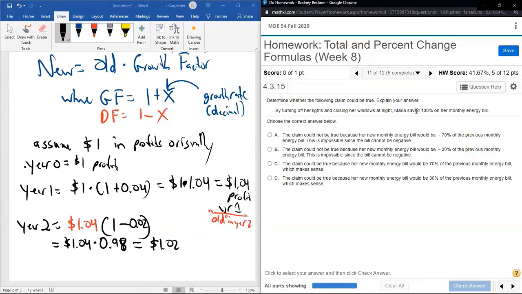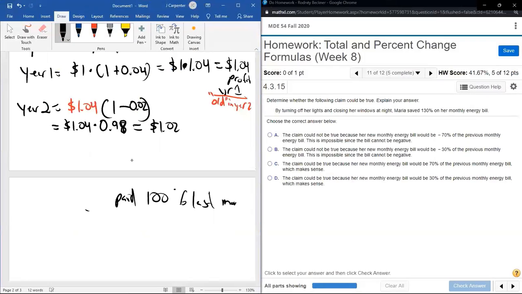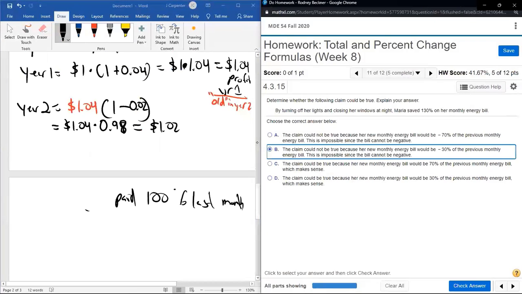So the thing about a percent change is you paid 100% last month. We're saying that she's saving 130% on her energy bill. How could you save 130% on 100% of something? That's an extra 30%. So it seems like B is the answer because that's 30% more than what the original bill was.